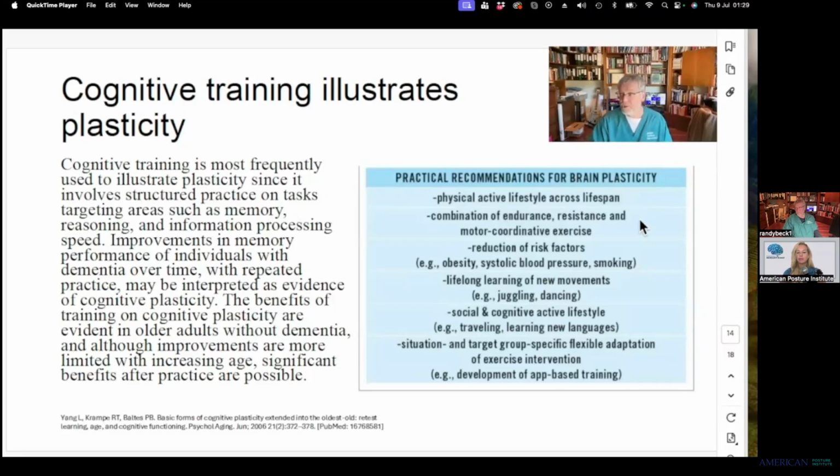So we want to have a mixture of things, not just one specific thing. Even stuff like dancing. Dancing is a very good way to improve cognitive performance because it involves a lot of things. It involves physical movement, it involves listening to music, it involves social interaction. So we get a lot of things happening with dancing. So we want to do things like reduce any risk factors that these people might be experiencing. So if obesity, systolic blood pressure, if they're smoking, try to get them to cut down or stop.